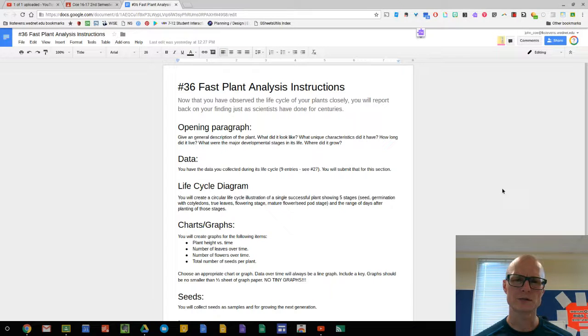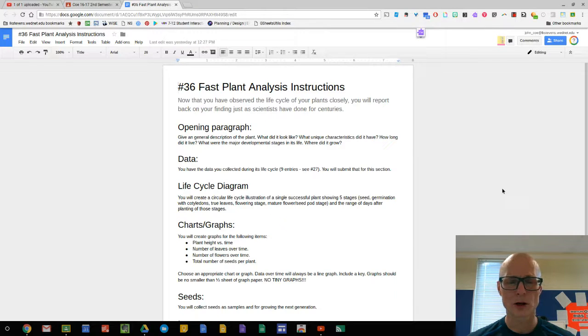Okay, number 36, fast plant analysis instructions. Now that you've completed growing your fast plants, what we need from you is a report on what you learned, what you discovered. Much like any scientist that travels to destinations unknown, you have to come back with enough information to share with people so they know what it is you discovered and anything you learned about it.